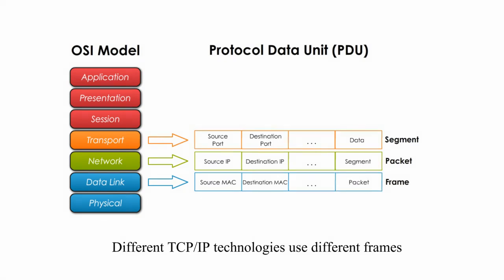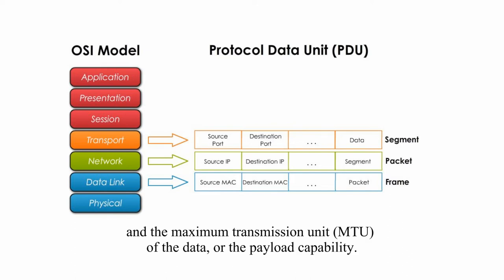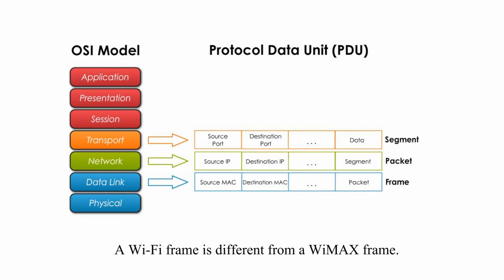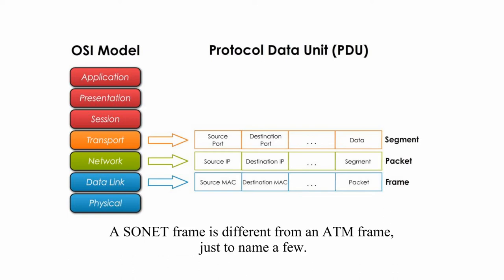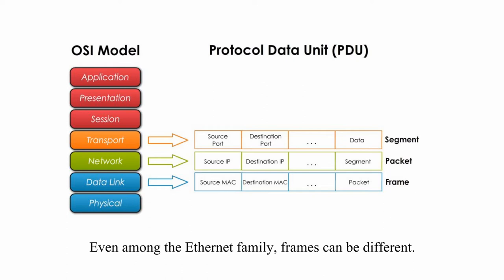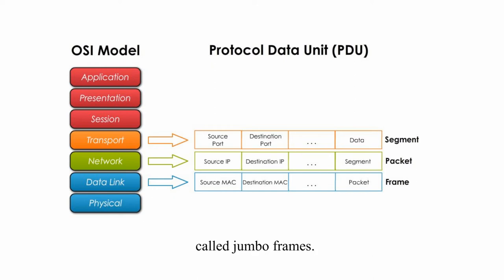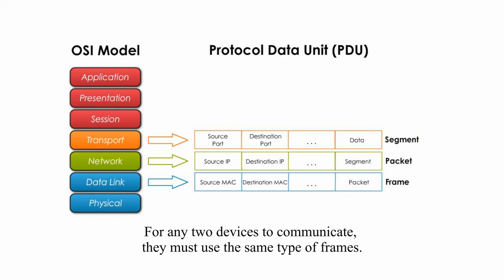Different TCP/IP technologies use different frames in terms of header information and maximum transmission unit of the data, or the payload capability. A token ring frame is different from the Ethernet frame. A Wi-Fi frame is different from a WiMAX frame. A SONET frame is different from an ATM frame, just to name a few. Even among the Ethernet family, frames can be different. For example, some implementations of gigabit Ethernet and high-speed Ethernet use larger frames called jumbo frames. For any two devices to communicate, they must use the same type of frames.